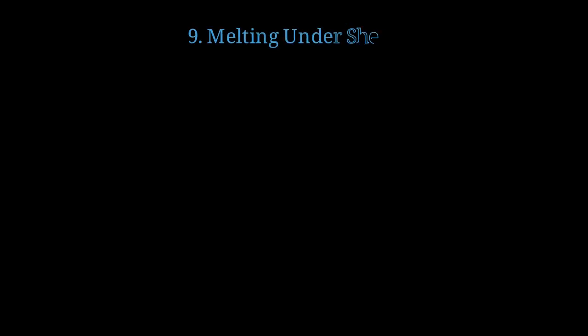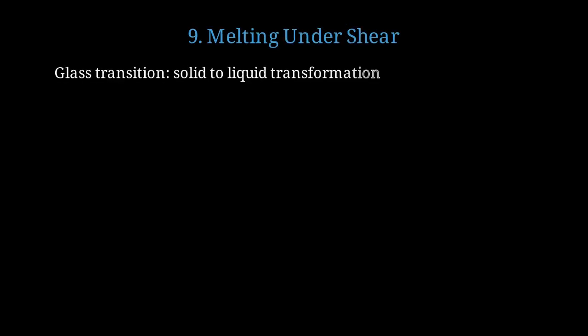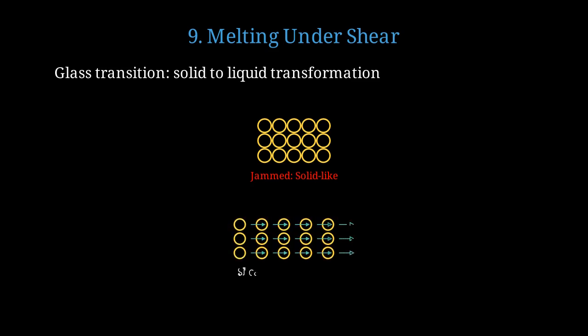Now let's explore the remarkable phenomenon of shear melting in mayonnaise. Just as regular glass can soften and flow at high temperatures, mayonnaise undergoes a glass transition under mechanical stress. At rest, droplets are jammed in a disordered, solid-like state, unable to rearrange. Under shear, droplets unjam and flow in coordinated layers, transforming into a liquid-like state.